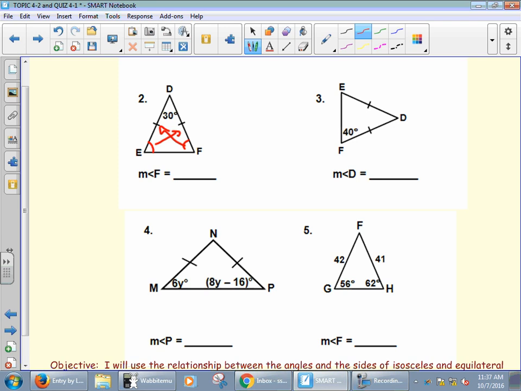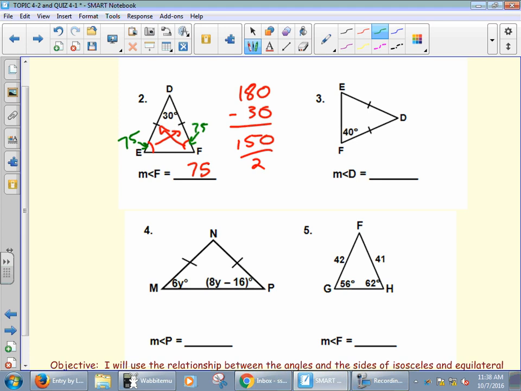So to solve this, how many degrees are in a triangle? So I've got 180, and I'm going to subtract the vertex angle, which is 30, so I get 150. Divided by 2, and what do I get? 75. So both of these are 75.